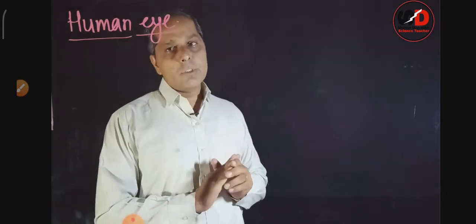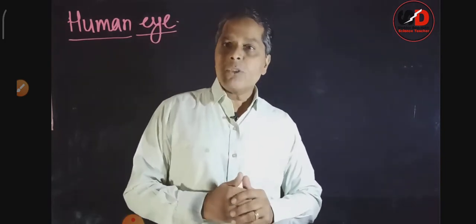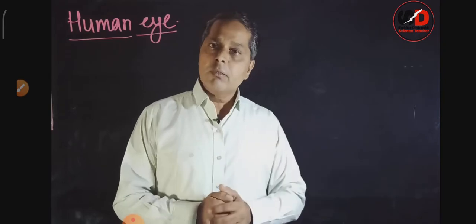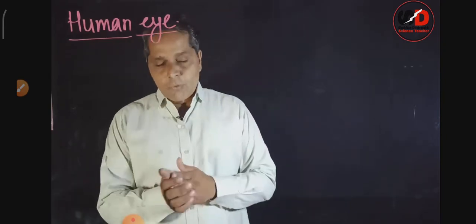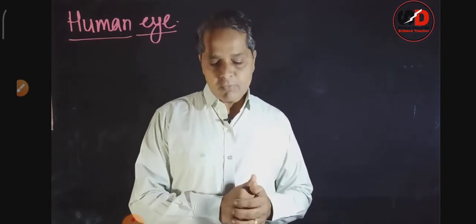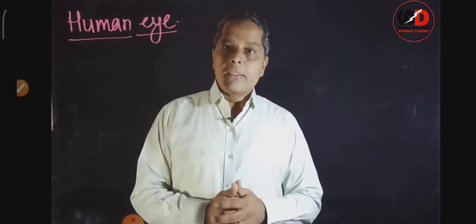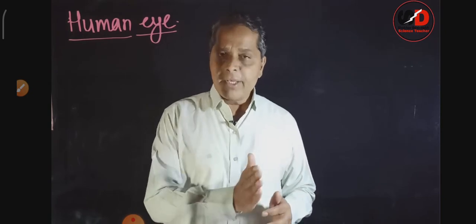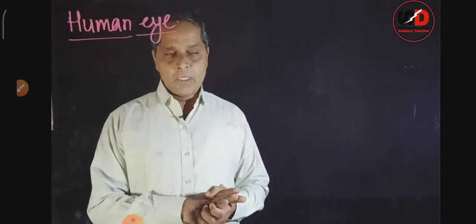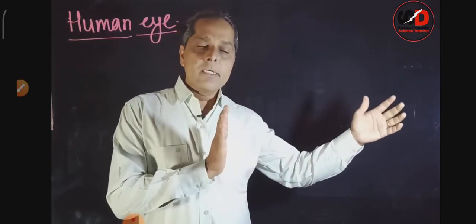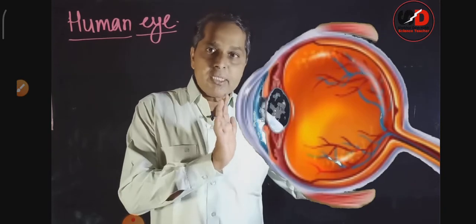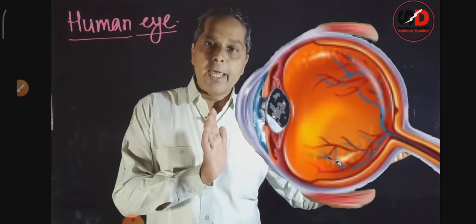Today in this video we are going to discuss various parts of the human eye and their functions one by one. Also in this video we are going to discuss the working of the human eye lens. So let us start with the very important article, that is the human eye. Here in this video you can see the diagram of the human eye. Actually, this is how the human eye looks like.